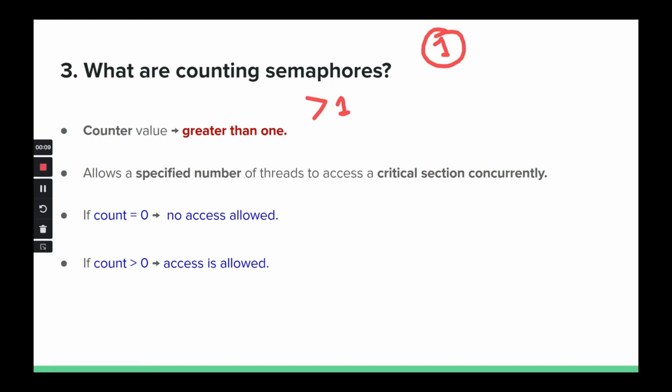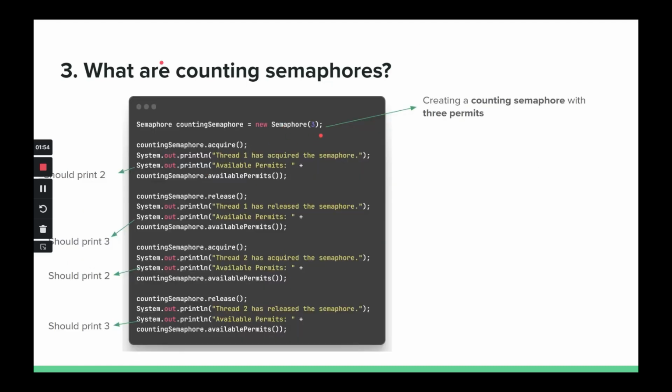If you have more than 1 permit, only then you will be allowed to enter the critical section. If you take a look at the code example, it is similar to what we discussed in the very first example. We have 3 permits and we are trying to do acquire and release multiple times. So try to understand this carefully.